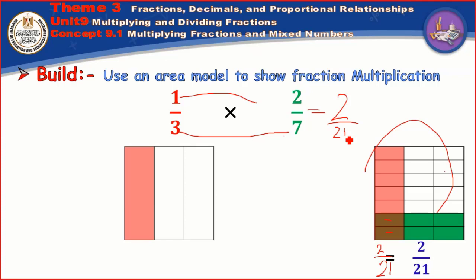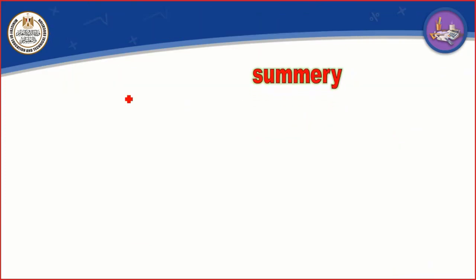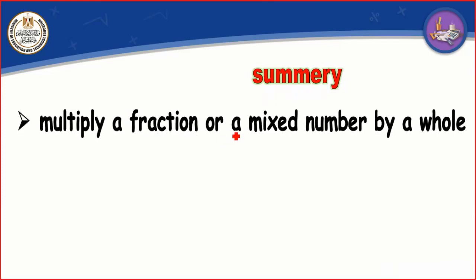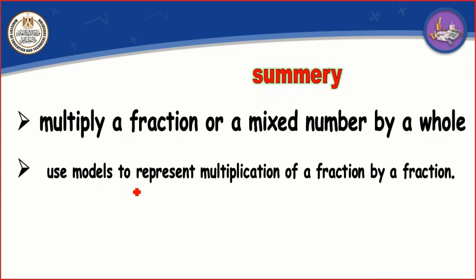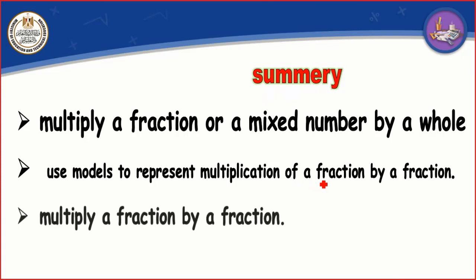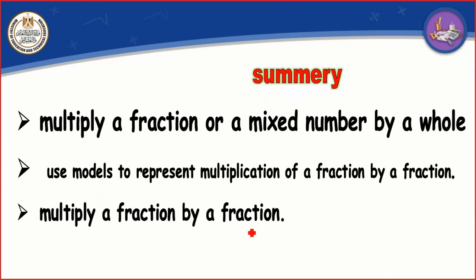Now we finish our fourth math lesson in unit 9, concept 9.1. Let's summarize our objectives together. In this lesson, we learn how to multiply a fraction and a mixed number by a whole number. We learn how to multiply a fraction by a whole number, and mixed numbers in the second lesson. Second, use a model to represent multiplication. We use an area model and also we use the model in the first slide. You can see it in the video. And the last objective, multiply a fraction by a fraction. Yes, we do it.